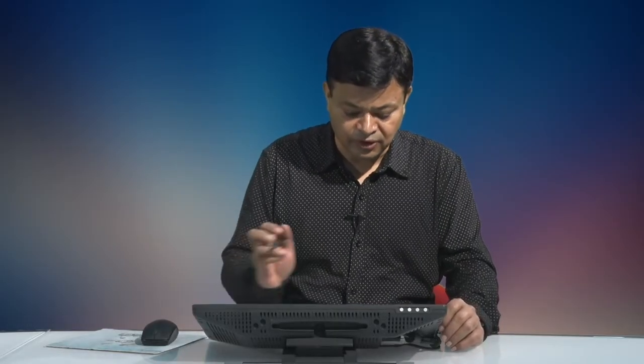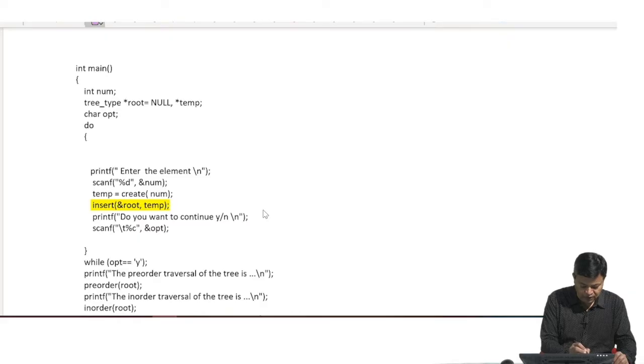Well, today we are discussing a program to insert nodes in a binary search tree using double pointer. We have already done it using single pointer, so today we will be doing it using double pointer. First of all, let us go to our insert.